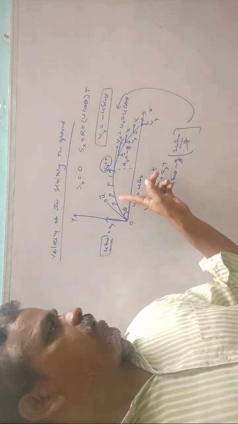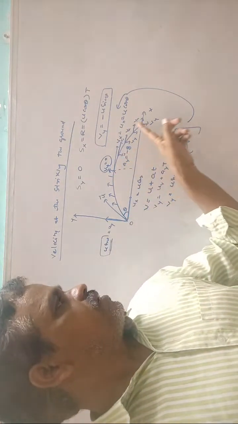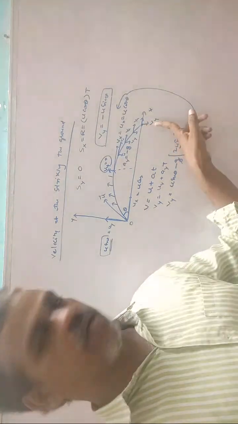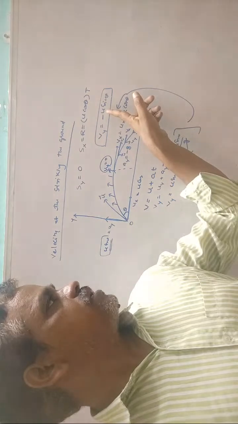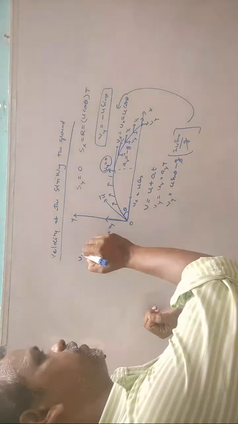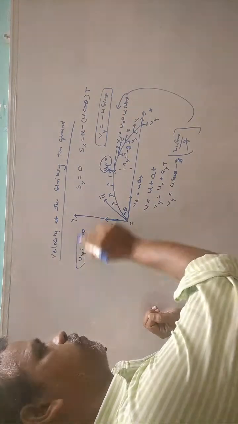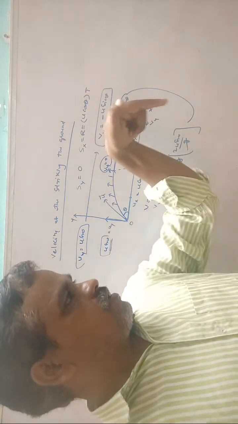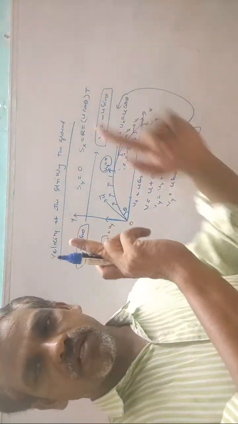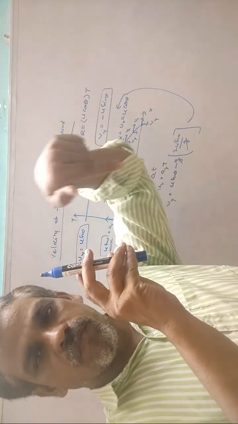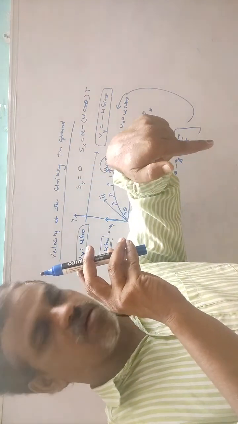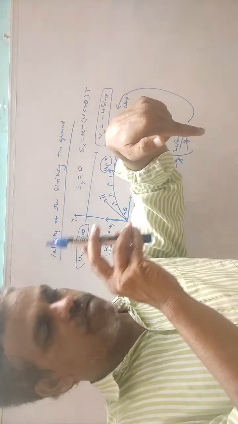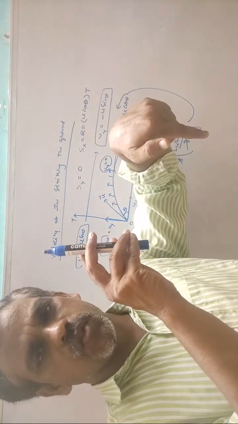When we project a body and the body reaches the ground, the vertical component of its velocity is equal to minus u sin theta. That means initially uy equals u sin theta, and finally you got minus u sin theta. That means simply the velocity direction is opposite to the initial velocity direction. Initially the velocity direction is upward. When the body strikes the ground, the velocity direction is downward.